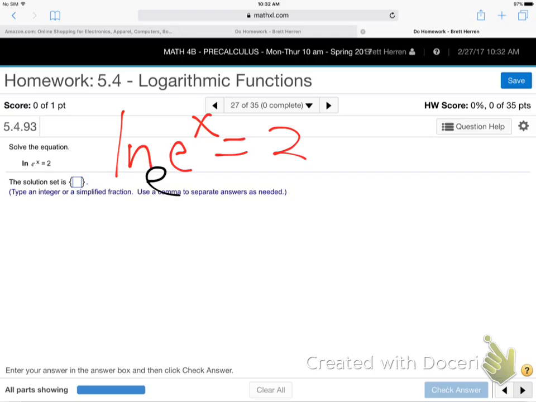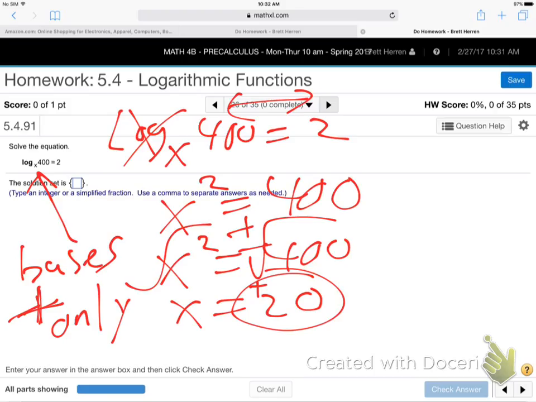Why did we put the 10 in the last ones? Didn't they have their own base? Yeah, that one already had a base. So I'm saying when it's not showing. That last one was showing a base, x. Does that make sense? So 10's not his base, x is.